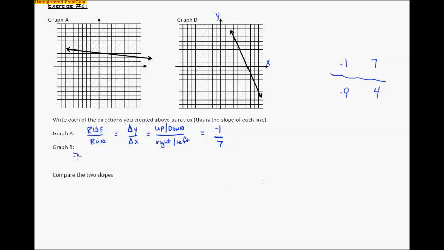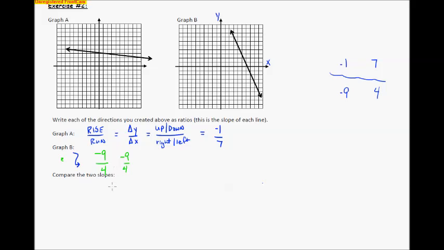All right? And for graph B, actually I could switch over to, let's go over to green here. Does that show up pretty good? Yeah, it shows up pretty good. Okay. What did I do in graph B? I started up here and I went down 9. So again, that's going to be a negative 9. And then I went to the right 4. So there's my slope. I can write it again over here. Negative 9 over 4 is my slope for graph B.